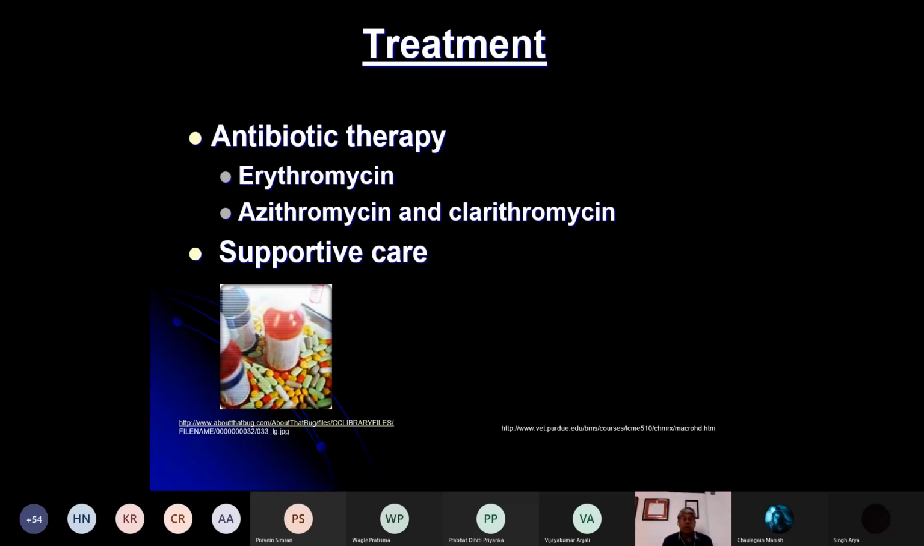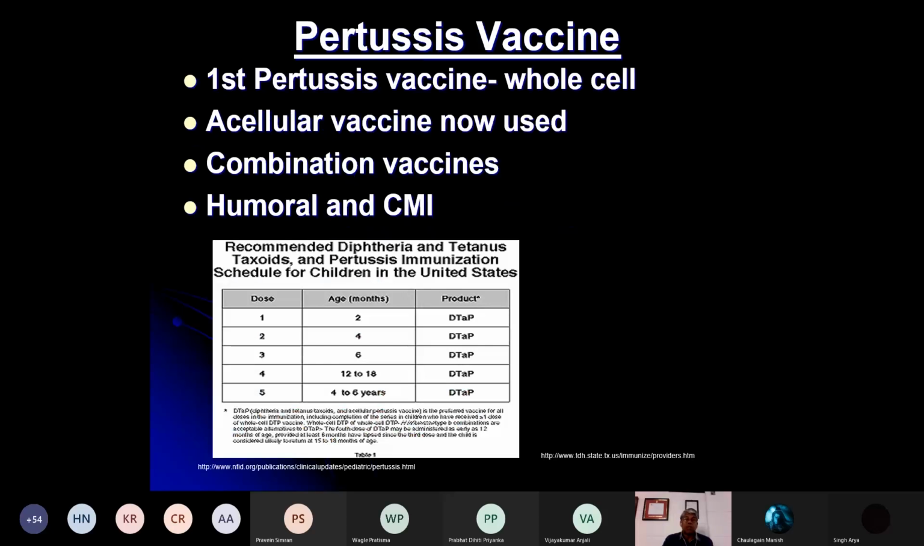Supportive care for the cough, supportive care for the oxygenation, supportive care for the nutrition, supportive care to prevent aspiration pneumonia, to prevent secondary bacterial infections, to make sure that the child gets sleep, gets rest, and that the child does not undergo malnutrition. So those supportive treatments are very important besides the antibiotic therapy.